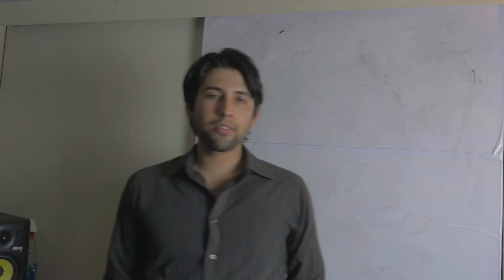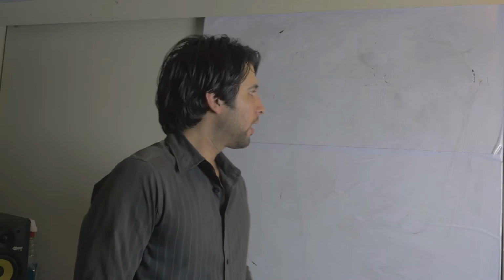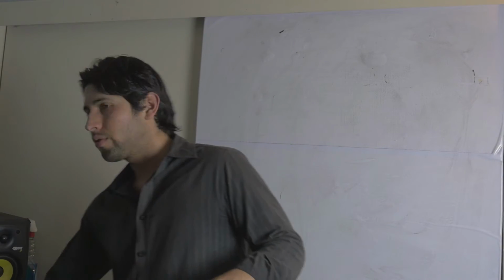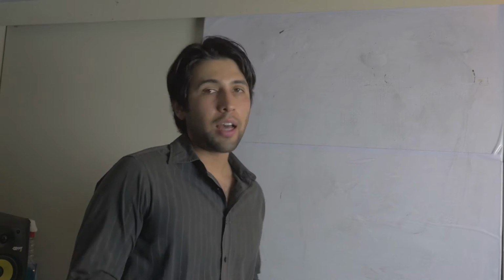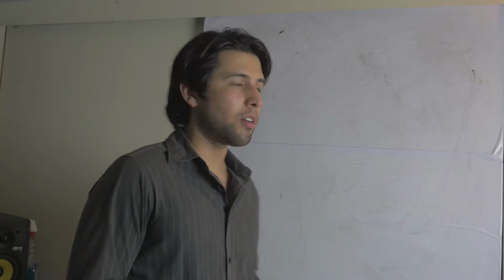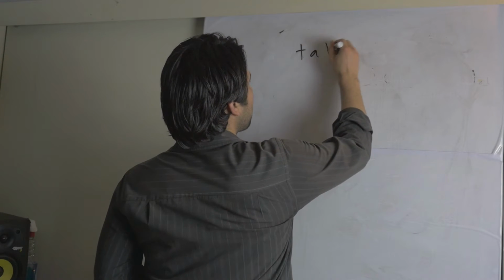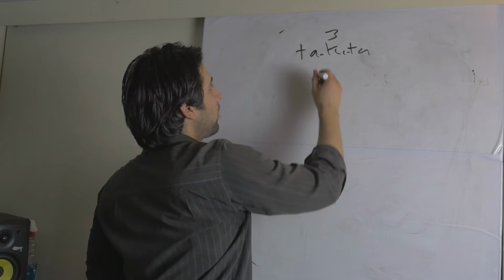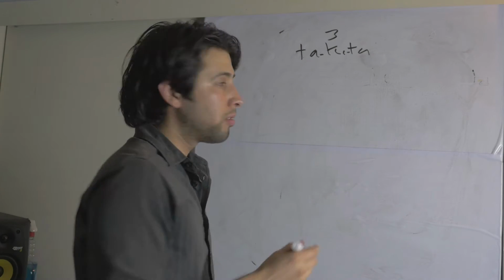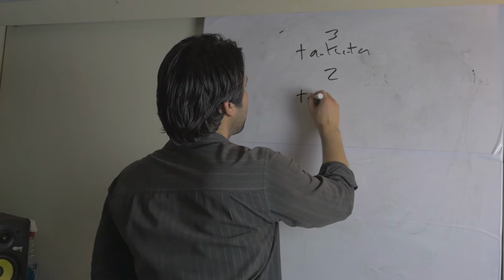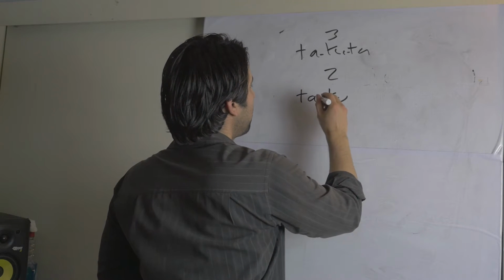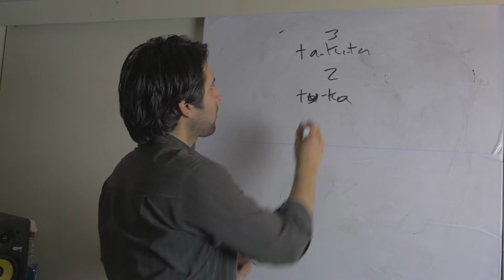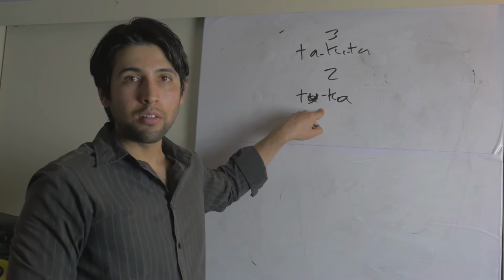So basically all you have to do, the shortcut, is understand this. For triplets you say takita, takita, takita, takita. Takita for three, and taka for two. Takita and taka for two.